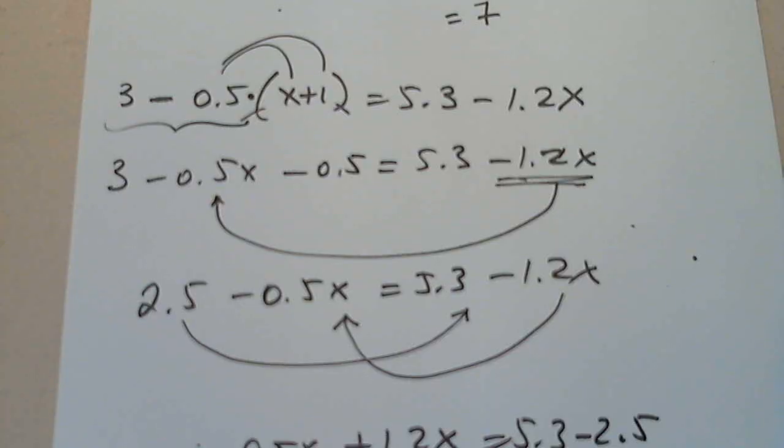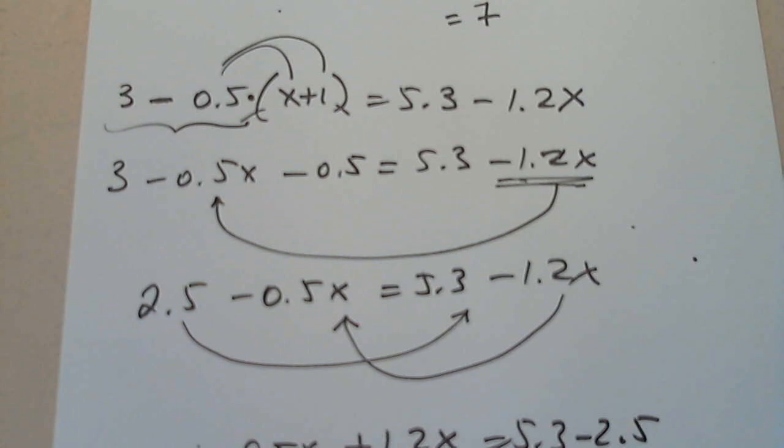I know you are used to writing minus, minus, draw a line. No, try to stay away from that. Too much writing, confusing. There is no need. All you have to remember is when I move a term from one side to the opposite side, I change its sign. That's all there is to it. Much simpler than minus, minus, draw a line.